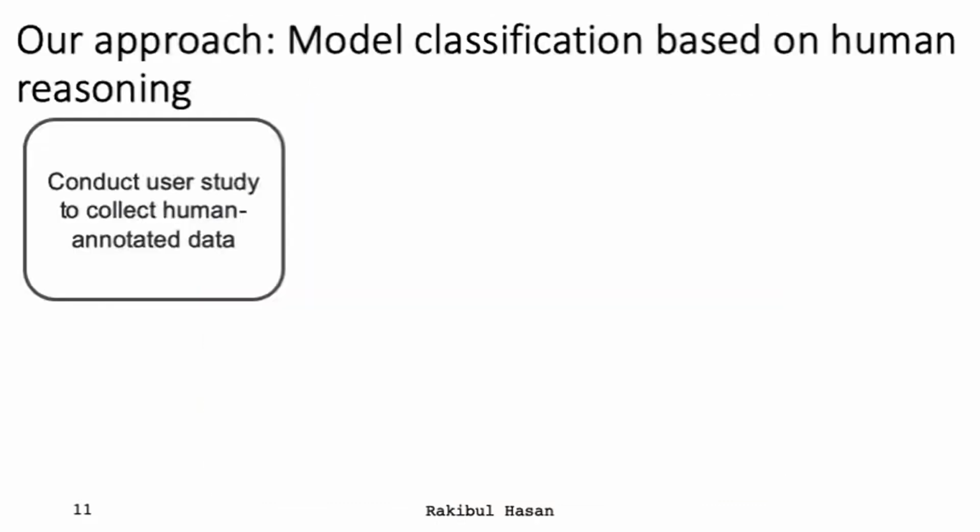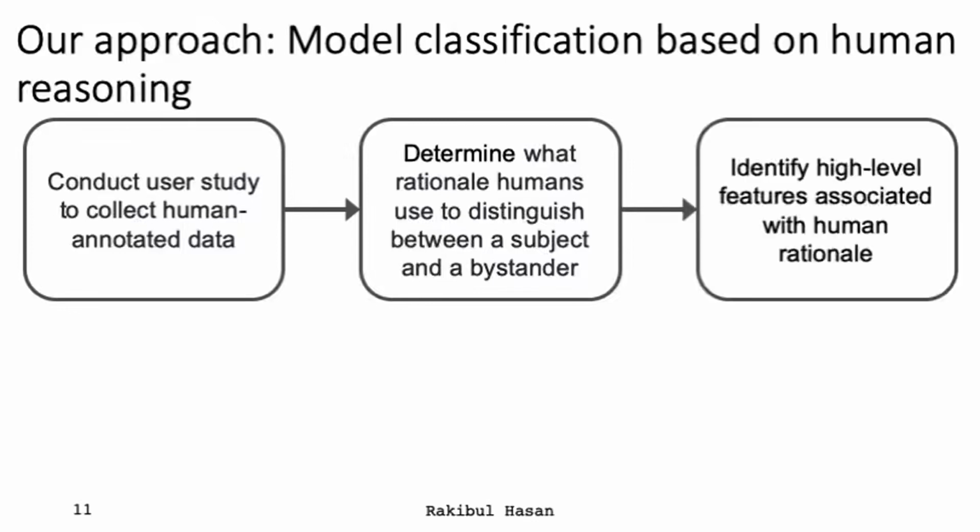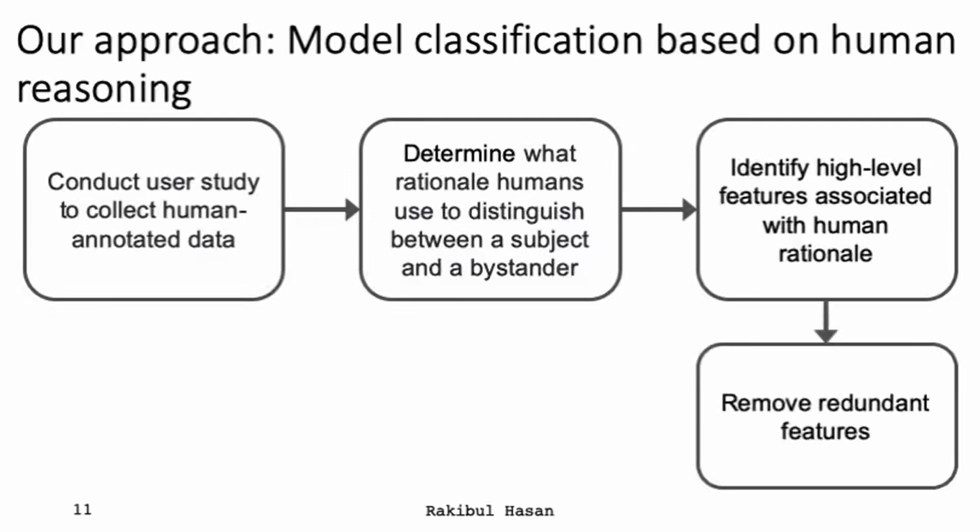So here we outline our approach to tackle this challenge. First, we seek to understand how humans classify subjects and bystanders, so we conducted a user study to collect data from people. From this data, we determined what reasoning or rationale people used while labeling a person as a subject or a bystander. Then we identified what high-level intuitive features of a person in a photo are relevant to human reasoning. Next, we removed features that contain redundant information and created a set of minimally correlated features.